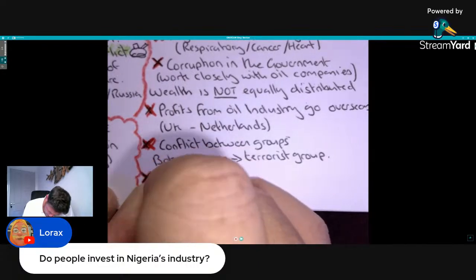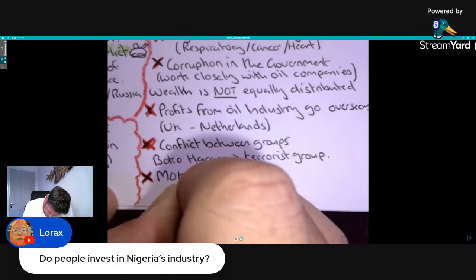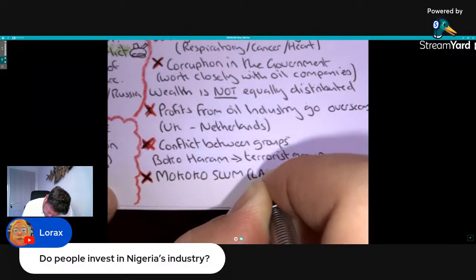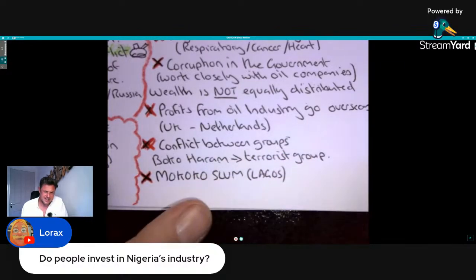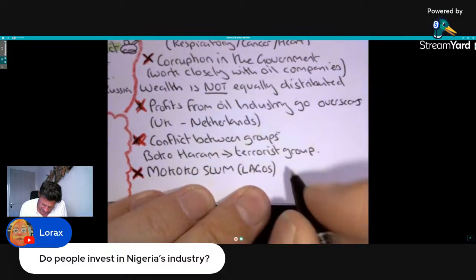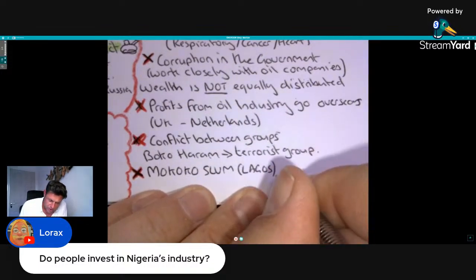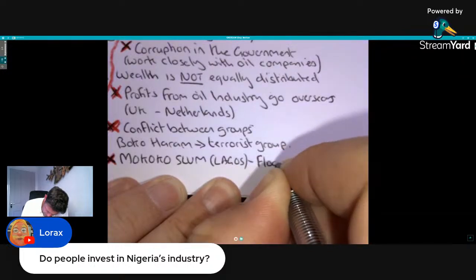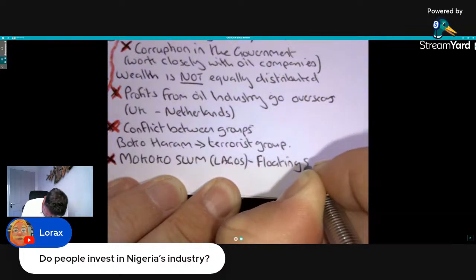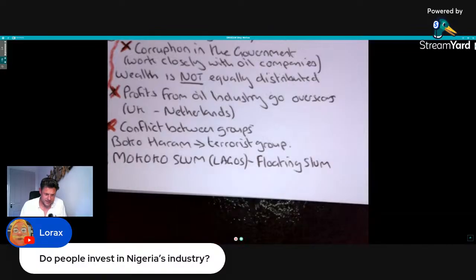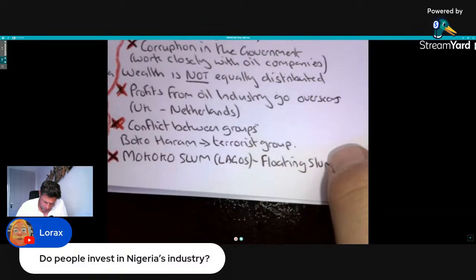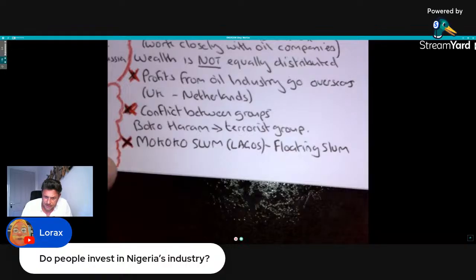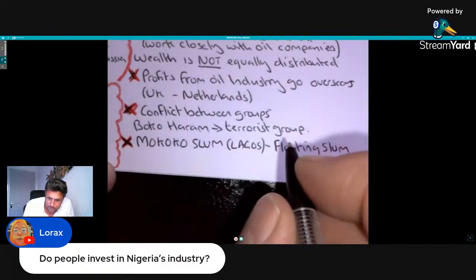The Makoko slum, which is in Lagos, which is the largest city. It's not the capital. It's the largest city in Nigeria. It's on the coast. It's on the Niger Delta. And this is a floating slum. Hopefully my geographers remember this. So it's a slum over the waters near the Niger Delta. And effectively, it's a slum.